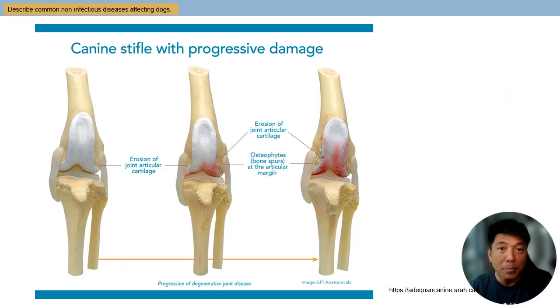This is a diagram to highlight specific arthritic changes. We will start from the left, where you can see that there's erosion of joint articular cartilage. And then with further erosion, you can see on the center one that there is a bone spur. We call it an osteophyte, right at the margin of the articular surface. And it becomes more obvious as the disease progresses to the most right-hand side of the picture.